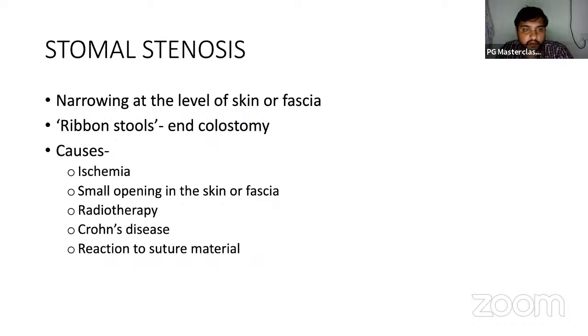Stomal stenosis is narrowing at the level of the skin or fascia. If it is an end colostomy, early diagnosis can be made when the patient complains of difficulty passing stool with ribbon-like stool, with some colicky pain at the local site, and ribbon-shaped stools appear in the stoma bag. The causes for stomal stenosis include ischemia.